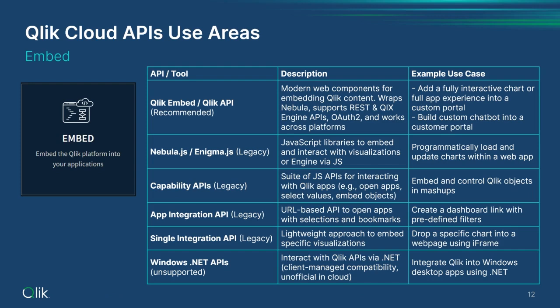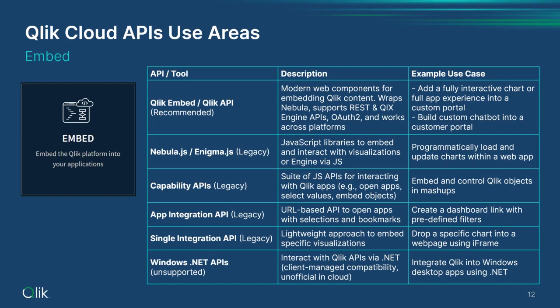Next is embed. Qlik offers a flexible set of JavaScript APIs, as we saw before, and libraries to embed analytics into any application or website. Using Qlik Embed or the Qlik API library are the only recommended embedding strategies today. They support OAuth2 for a seamless login experience, but also support sending REST and engine calls.